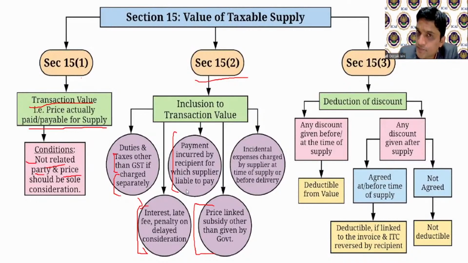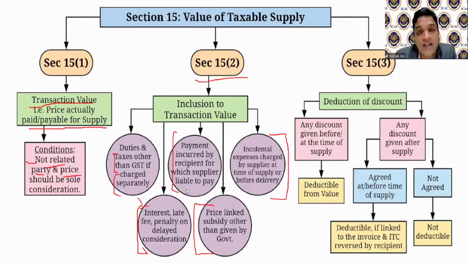So this price linked subsidy which I'm getting, which is linked to the supply, I have to include it. This is called price linked subsidy. On this price linked subsidy, had I got it from government, then I would charge GST on only 25. But if I'm getting this consideration of price linked subsidy of 15 rupees from any non-government person, then I have to include it. Clear?